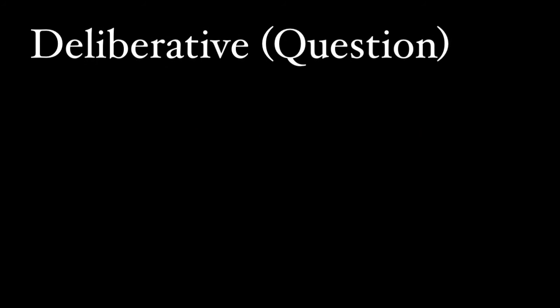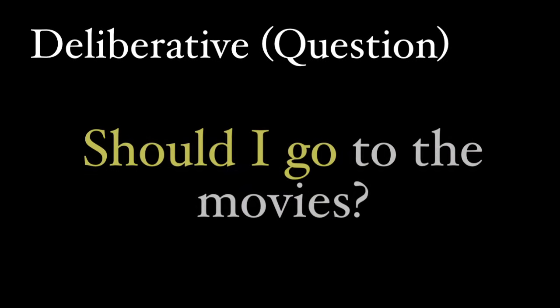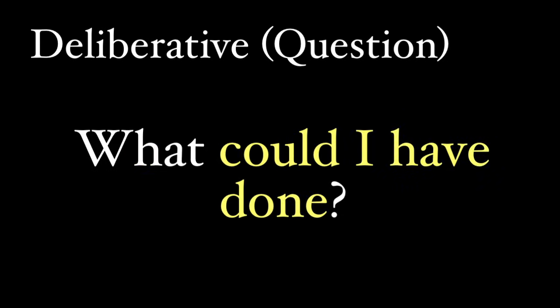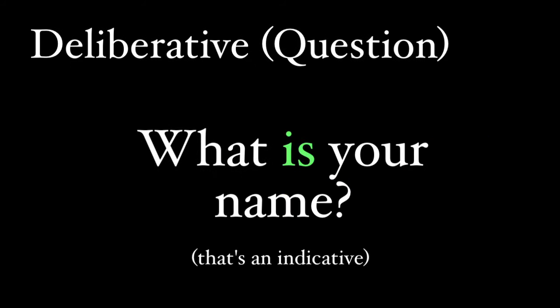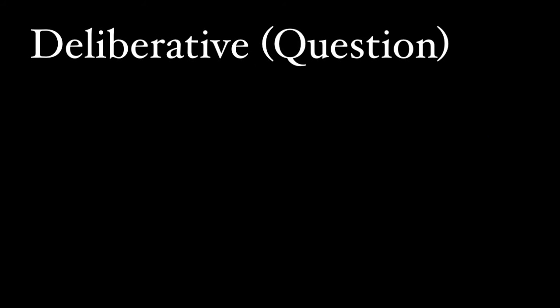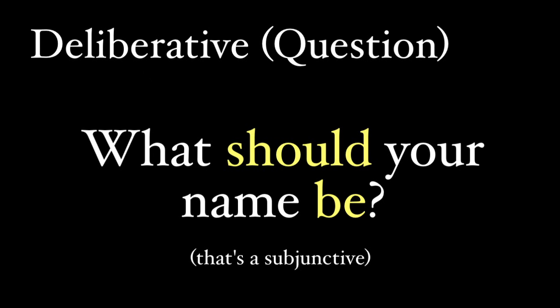Sometimes the subjunctive is included in a question that reflects doubt or even an impossibility. Something like, should I go to the movies? Or what could I have done? Again, these questions reflect unreality, if that's a word, and are on a completely different plane from indicative questions like, what is your name? A deliberative subjunctive question would be more like, what should your name be?